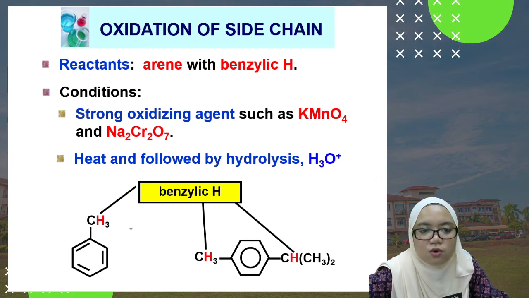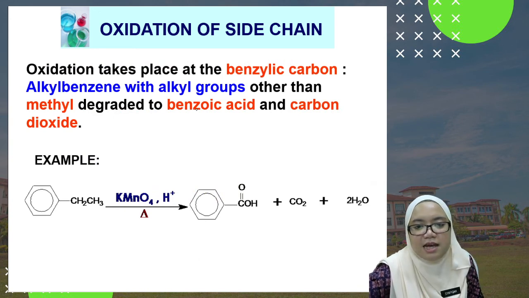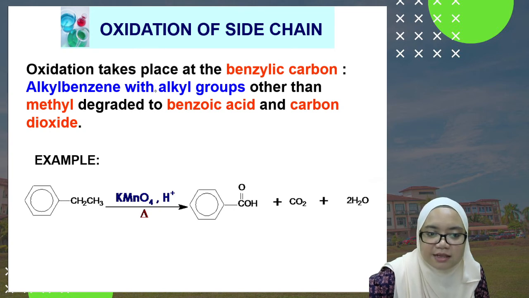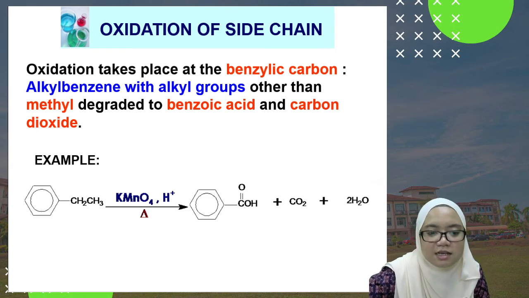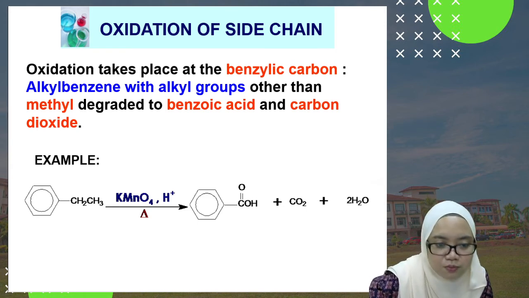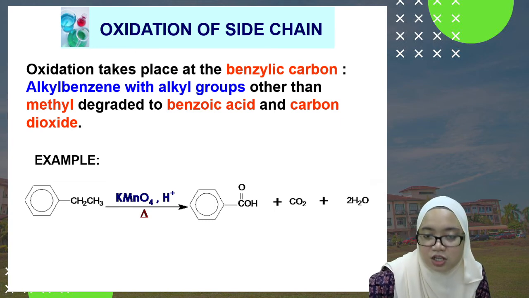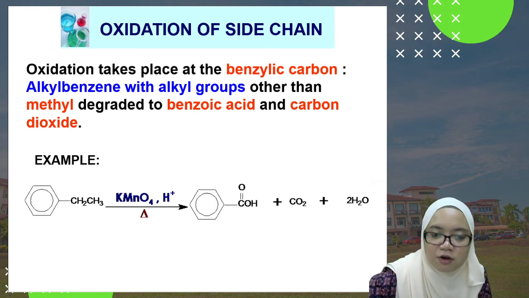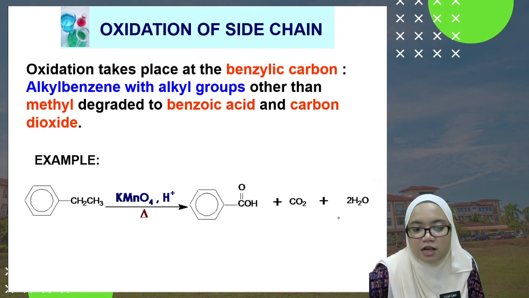So oxidation ni dia takes place at the benzylic carbon. So alkyl benzene with alkyl group other than methyl degraded to benzoic acid and carbon dioxide. So kalau kita ada ethyl group, propyl group, butyl group, semua tu nanti bila dia undergo oxidation, dia akan form carboxylic acid functional group and water and carbon dioxide.